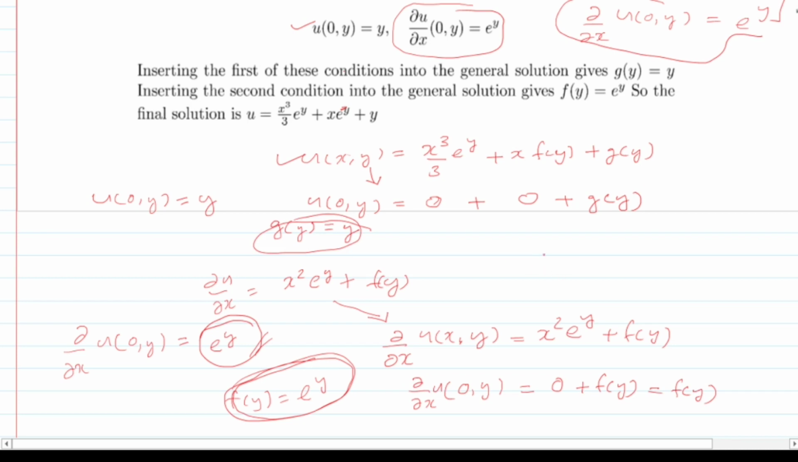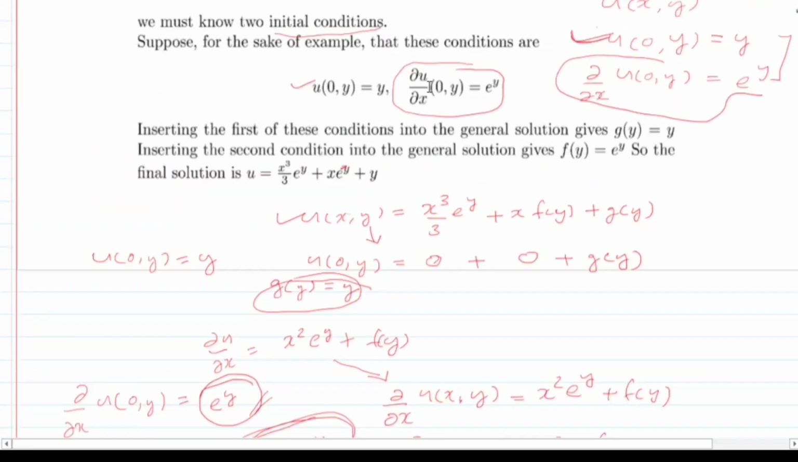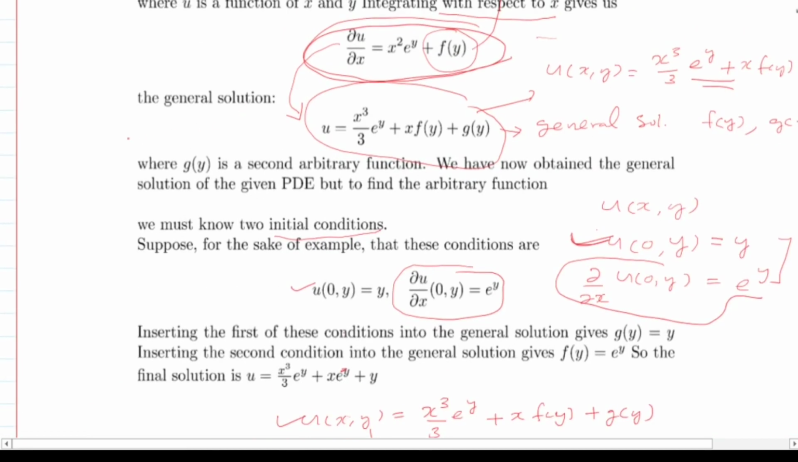Okay, so that means you can go back to the equation and substitute f of y and g of y in this equation. So ultimately u(x, y) becomes x cube by 3 e raised to y plus, we can put f of y there, x into f of y is x e raised to y, plus g of y is y. So this is called the unique solution for the differential equation.